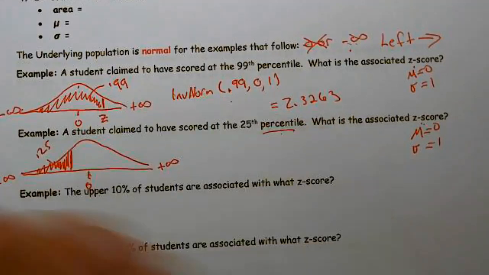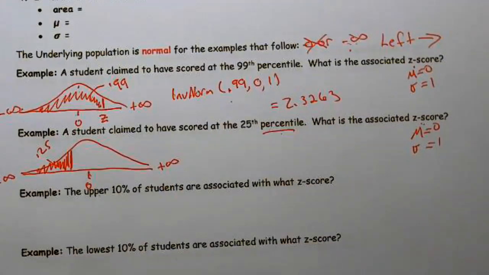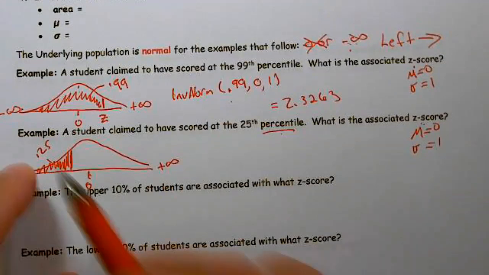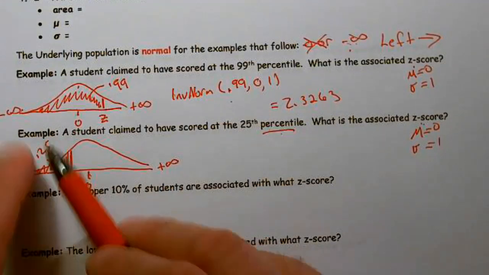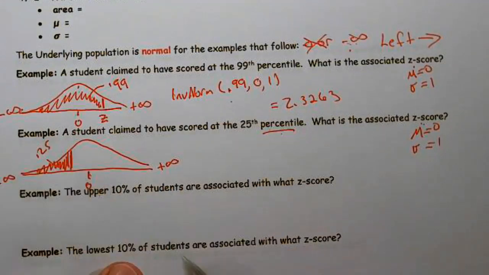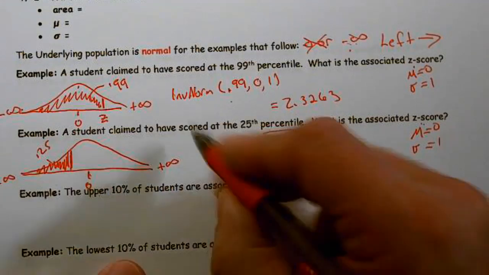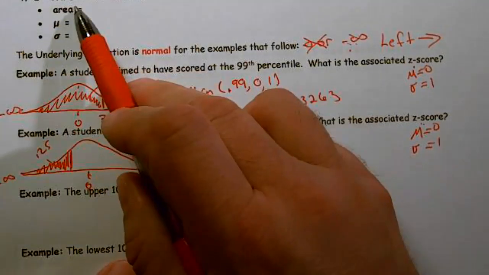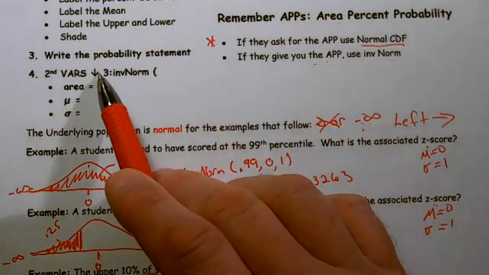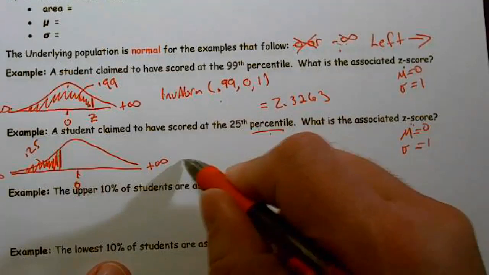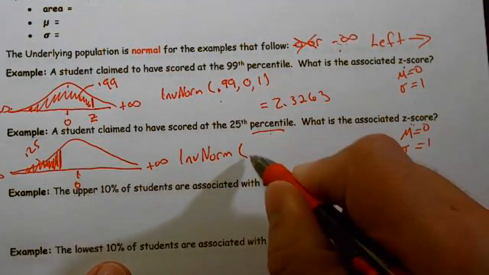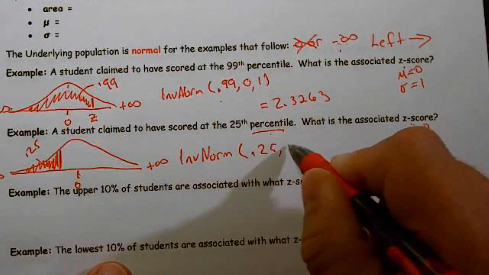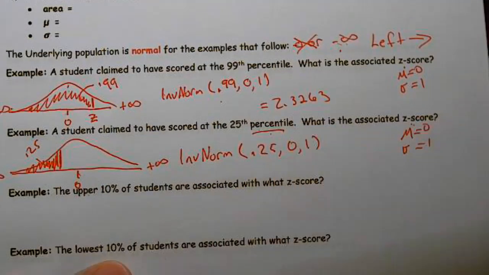Notice I've been using the terms area and percent interchangeably, and they are interchangeable. This probability is 0.25, this area is 0.25, this percent is 0.25. So once again, we're going to do second vars, number 3, inverse norm. And so I'm going to write that down, inverse norm. This is your work shown. My area is 0.25, my mean is 0, my standard deviation is 1.